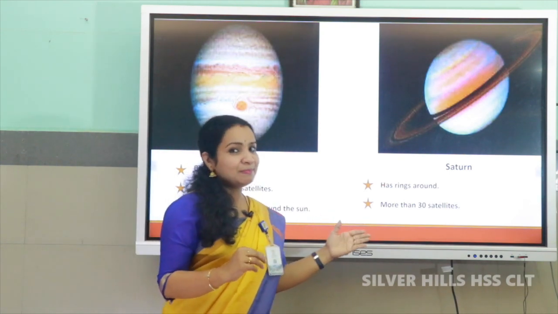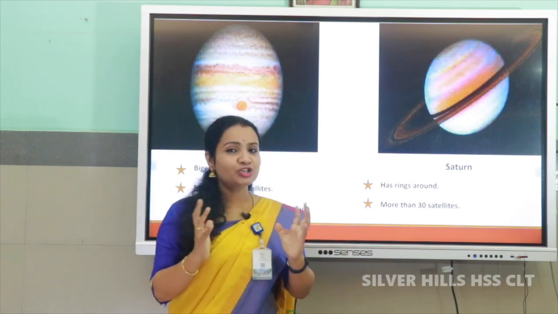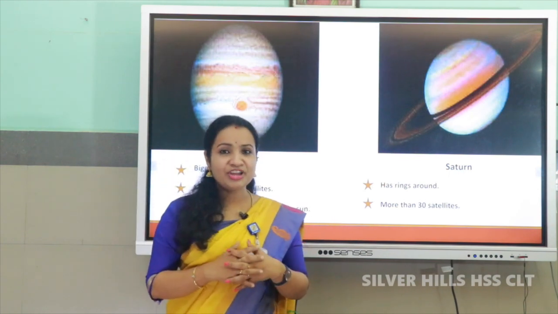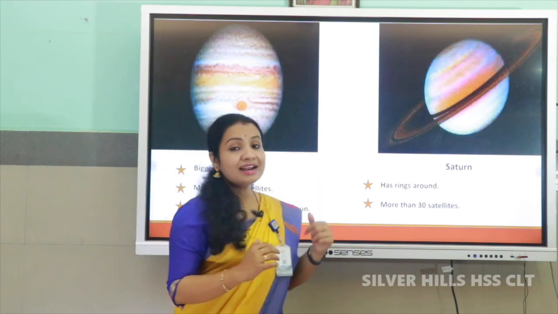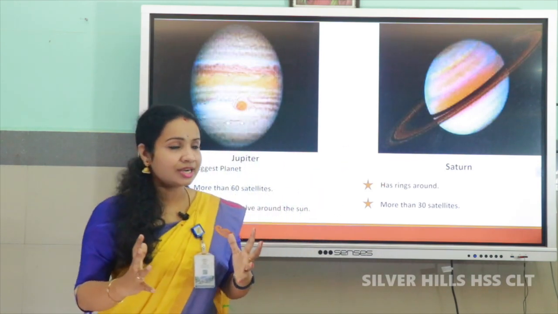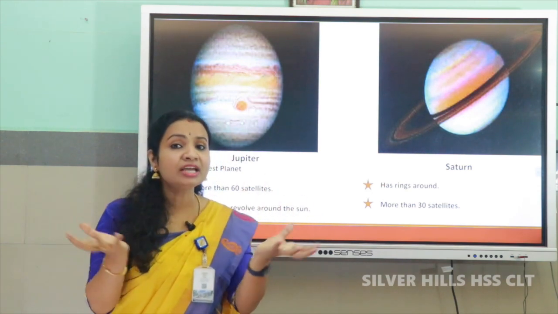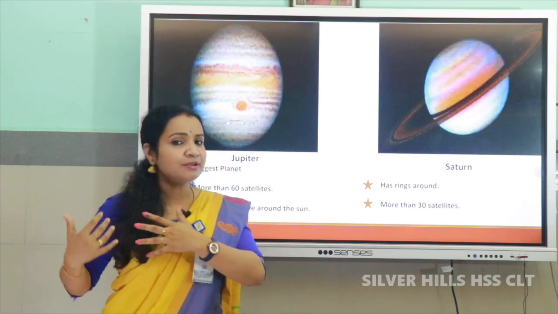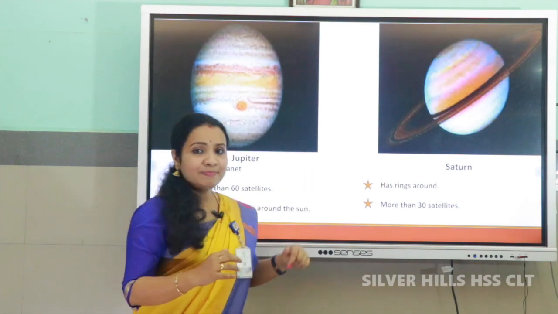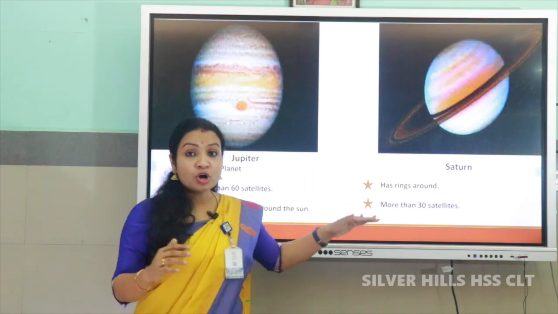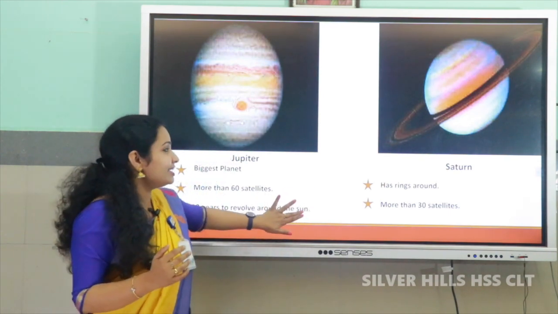Now the next planet is Saturn. Saturn has got a ring around it. When you view from the space, you can see there is a ring around Saturn. It is not a ring, children. There are some dust particles and rocks floating around this planet. When viewed from the space, it looks as if there is a ring around this planet. Saturn has got more than 30 satellites.